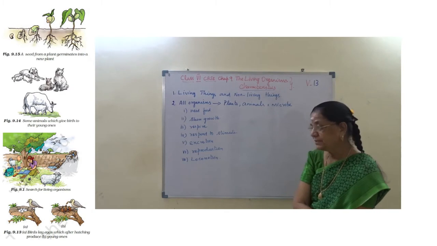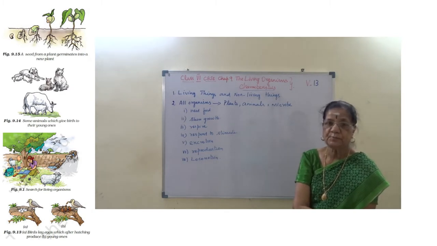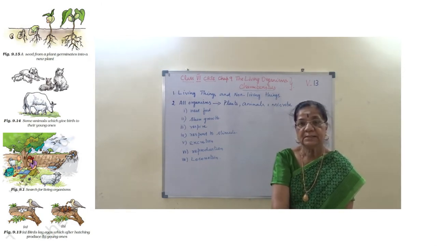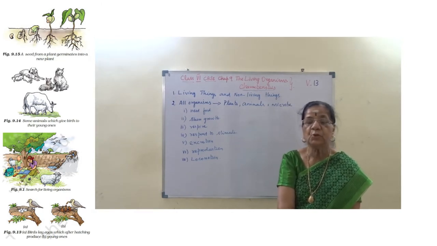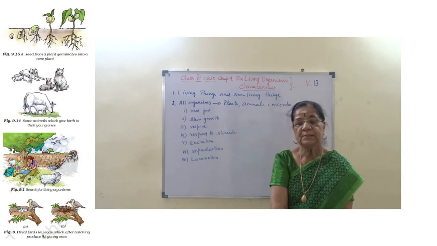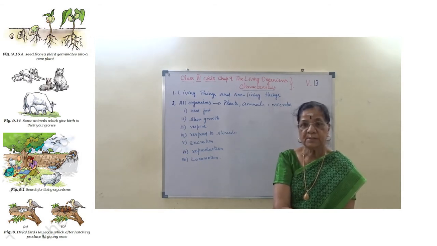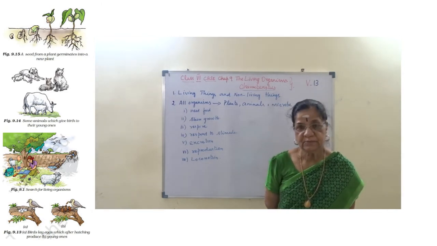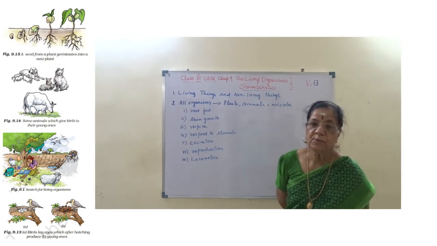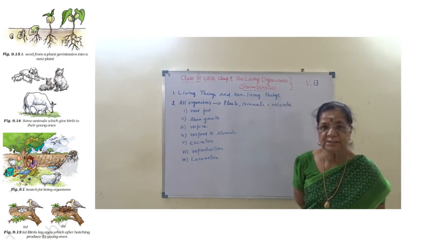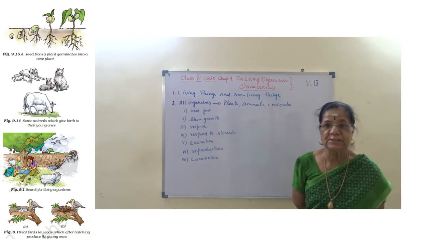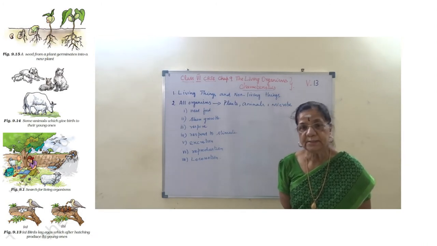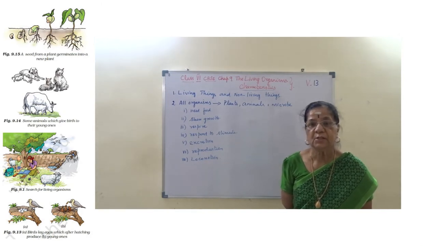So now, first one, living things need food. Why? Living things need food to get energy, and that energy has to be utilized into usable form, and then we need energy to repair our damaged tissues. We need energy to live. We need energy for functioning of all our physiological activities. What is physiology? Physiology is the study of functioning of all the organs in a living organism.